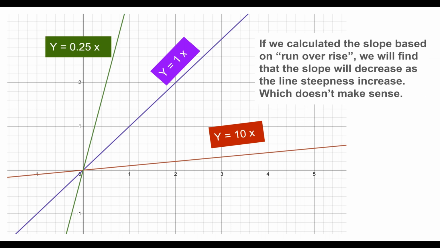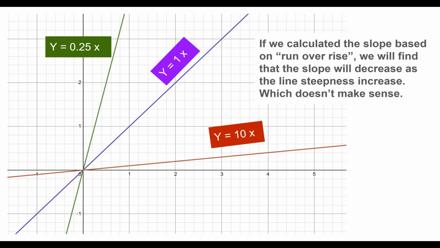Now, let's see what will happen if we change things around and we did run over rise, which is your change in x over your change in y. If we calculated the slope that way, we're going to find that the slope will decrease as the line steepness increases, which doesn't make sense.